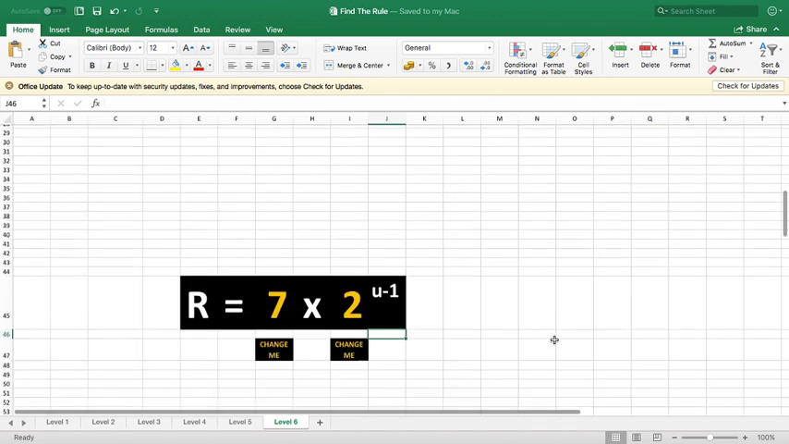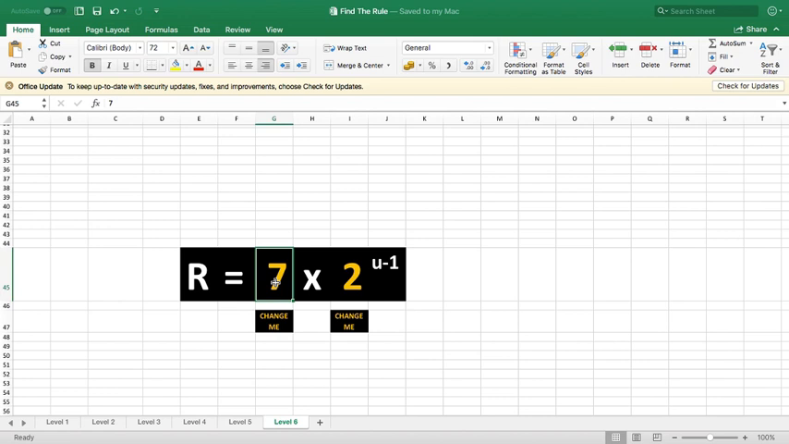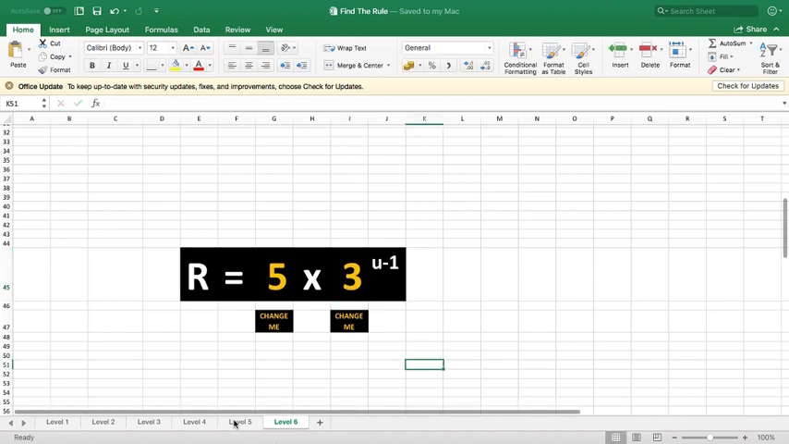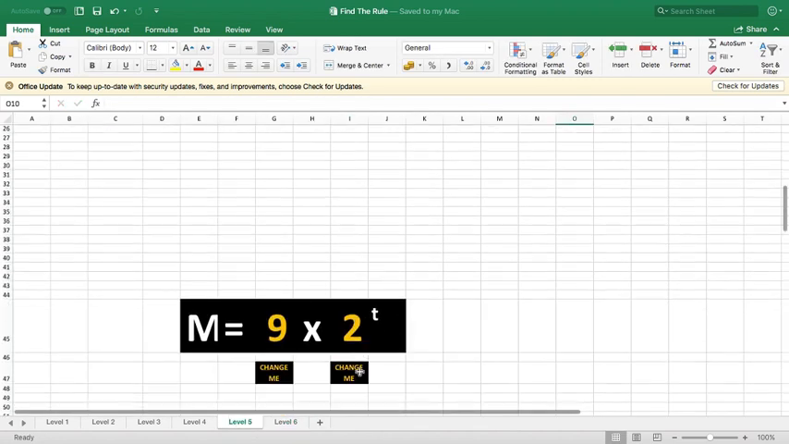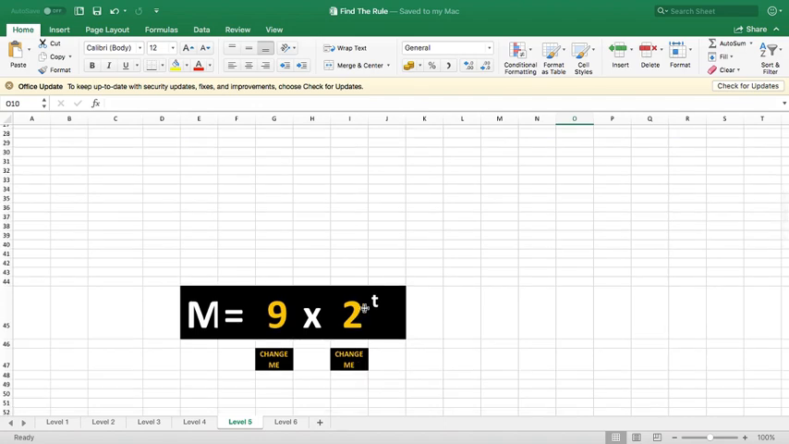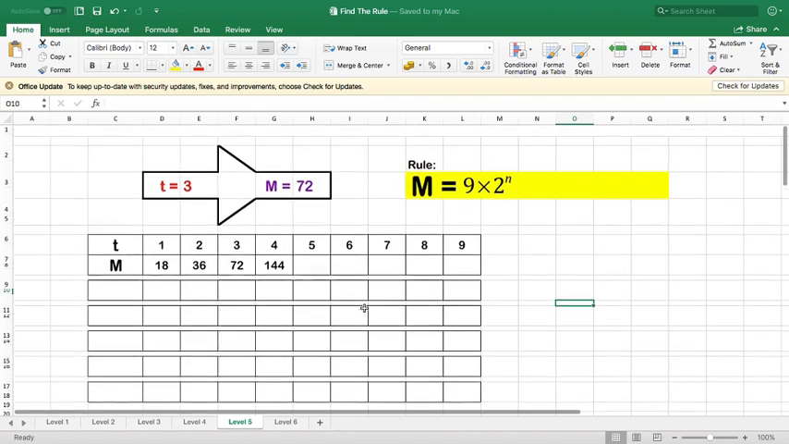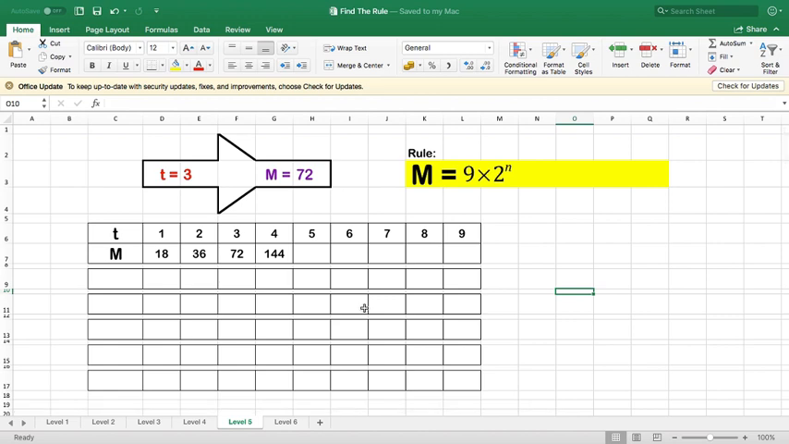And again, you can go down, change the rule for some different numbers, and maybe a different number for both of those. 5 times 3 to the u minus 1. Same thing with the level 5 one. You can go down, change the rule for something else, and try and get somebody else to guess your rule using the same thought process that I just went through.